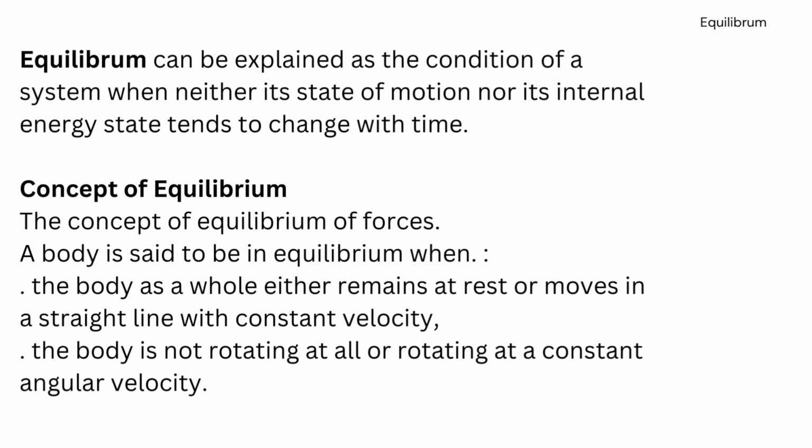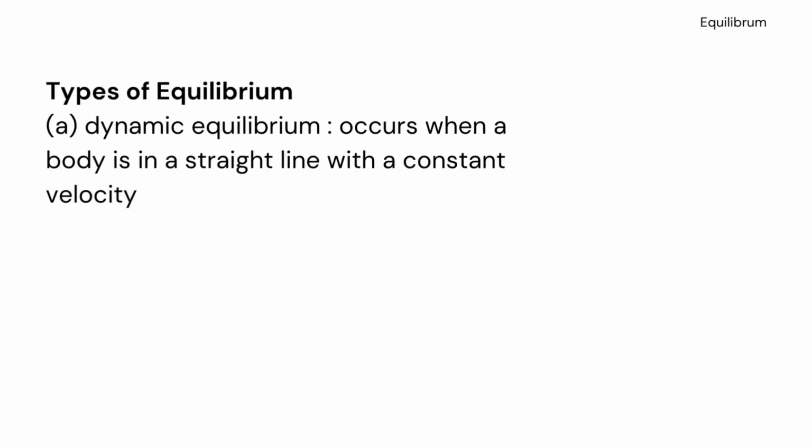Concept of equilibrium. This tells us when a body is in equilibrium. When is a body in equilibrium? A body is said to be in equilibrium when the body as a whole either remains at rest or moves in a straight line with constant velocity. A body is also said to be in equilibrium when it is not rotating at all or is rotating at a constant angular velocity.